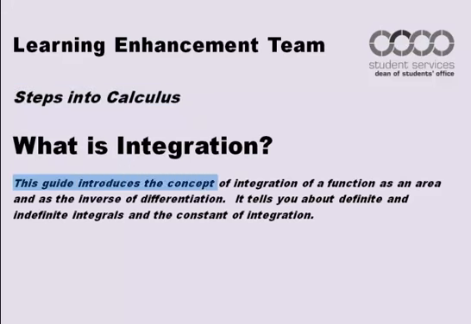This guide introduces the concept of integration of a function as an area and as the inverse of differentiation. It tells you about definite and indefinite integrals and the constant of integration.